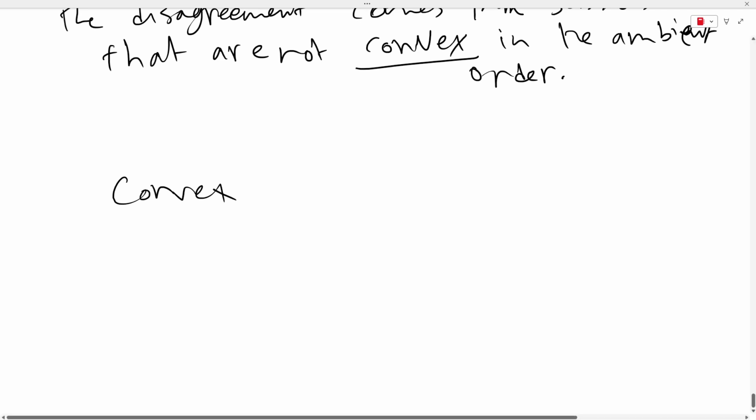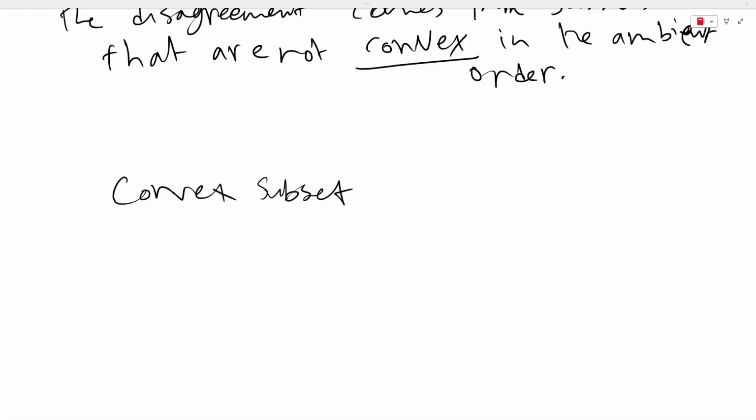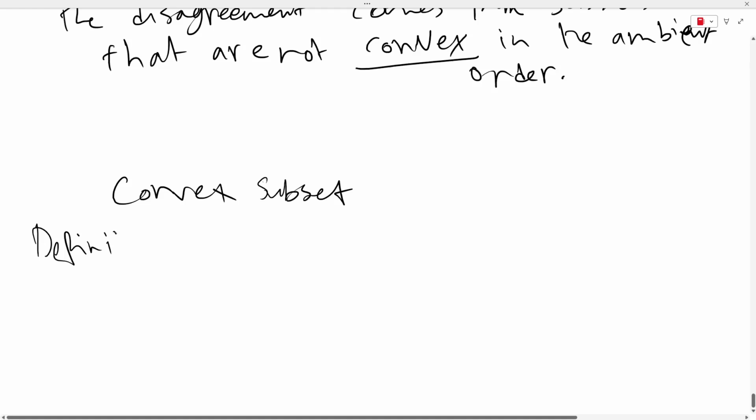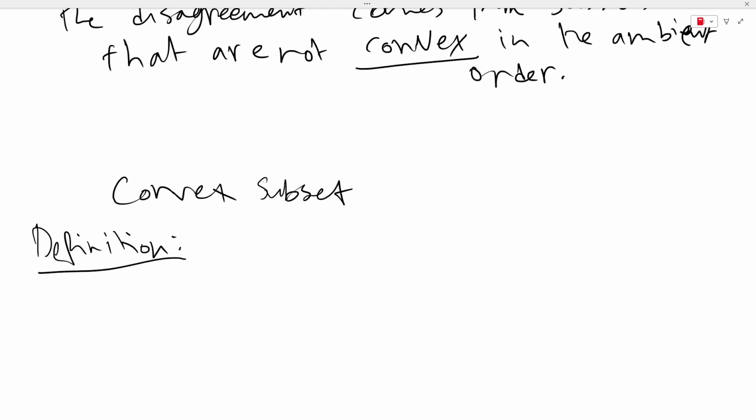So now let's move on to convex subset. So, definition. This is according to Munkres's book. So let X be an ordered set.